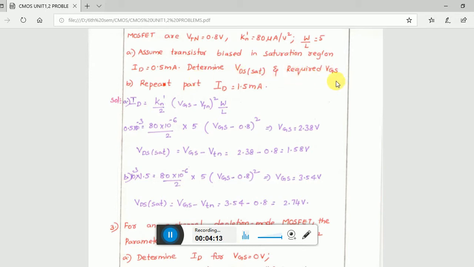as well as the required VGS. Repeat for ID: ID is given as 0.5, ID is given as 1.5, so I'm just substituting it. So ID in the first case I'm taking as 0.5, and Kn dash is given as 80 micro, divided by 2, and into 5 is W by L that I took in here, so VGS minus VT, so that I got VGS. The same thing I got here, so VDS I took as VGS minus VTN, since I said that it is in saturation.